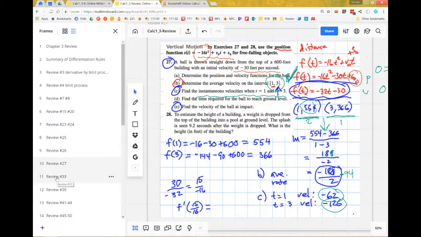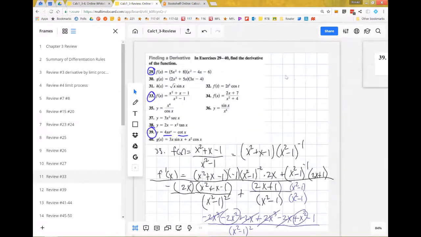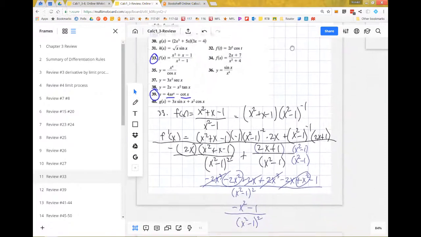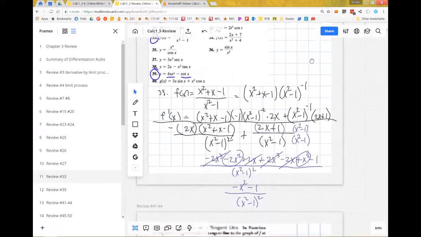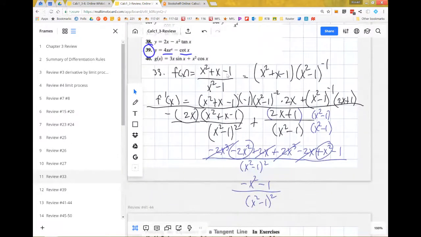Okay, let's go to number 33. Find the derivative. So this is just straight find the derivative. Okay, so here's number 33. We've got this function, x squared plus x minus 1 all over x squared minus 1.